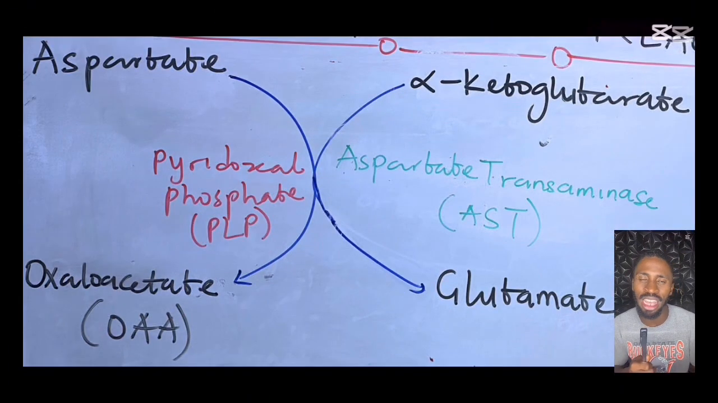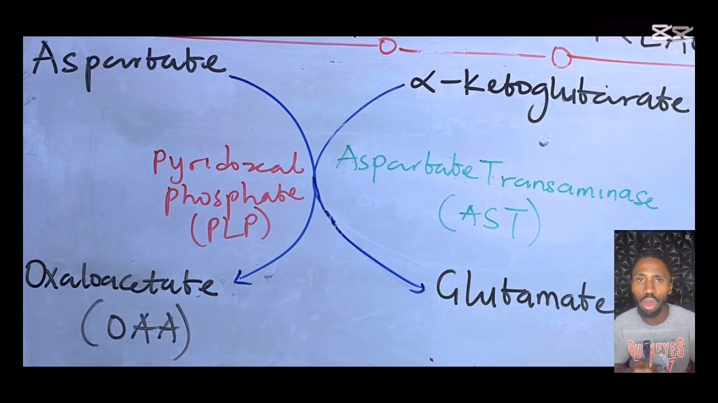So the next one we're using is aspartate. Aspartate does the same thing. Aspartate is the amino acid. Aspartate will transfer its amino group to alpha ketoglutarate, which is the acceptor. So aspartate will form oxaloacetate, which is an intermediate of the TCA cycle, while alpha ketoglutarate will form glutamate, which is the acceptor of the nitrogen. So what will be the enzyme? The enzyme will be aspartate transaminase or aspartate aminotransferase. Pyridoxal phosphate will also be the transfer coenzyme.